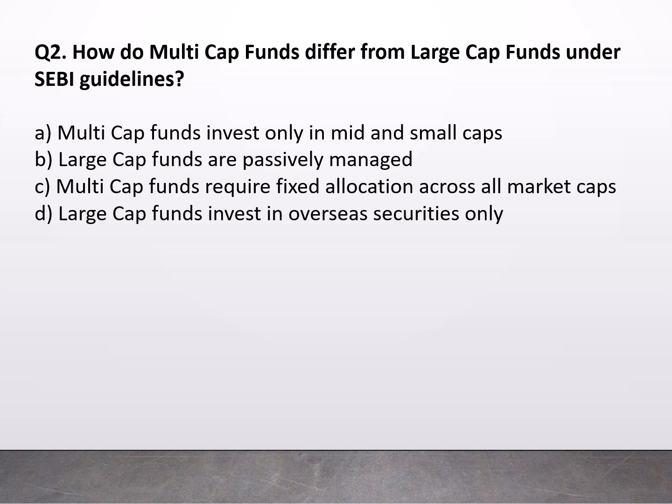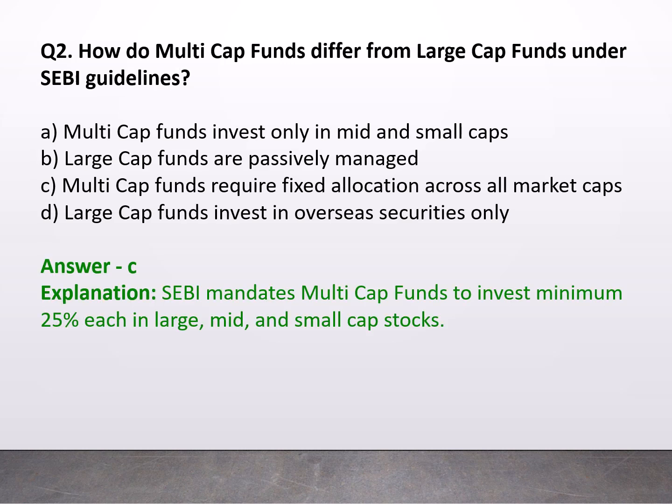Correct answer is option C. Multi-cap funds require fixed allocation across all market caps. SEBI mandates multi-cap funds to invest a minimum of 25% each in large, mid and small cap stocks, so that it is named as a multi-cap fund.